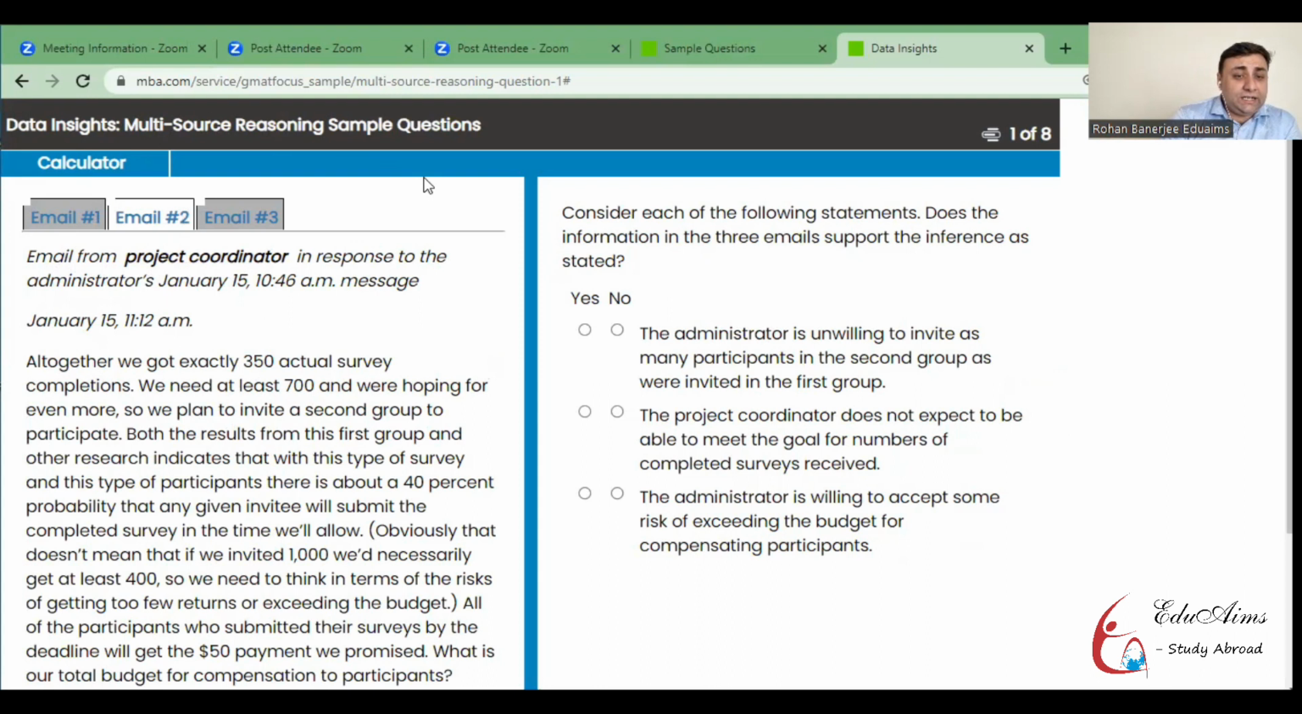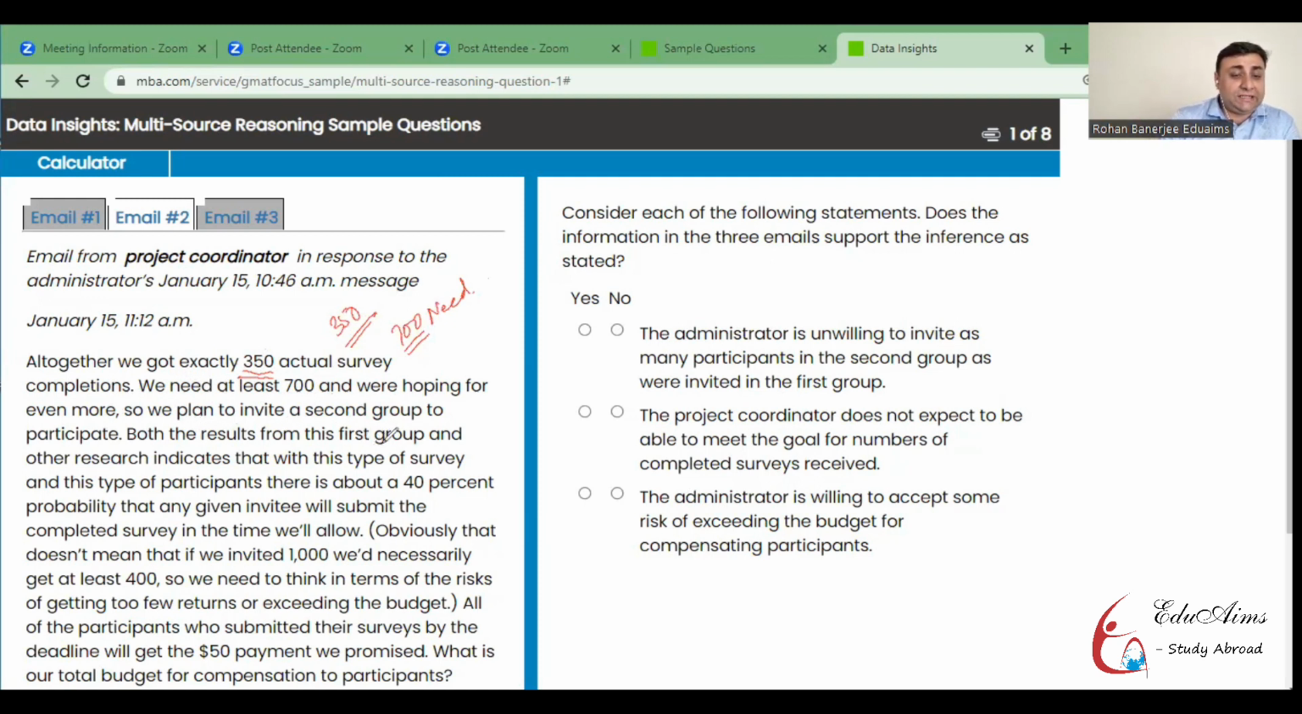Altogether, we got exactly 350 actual survey completions. We need at least 700. So they have received 350 and they need 700. Okay, all right. So we plan to invite a second group. So the first round was not sufficient, and they need to send the survey to an additional group of people.